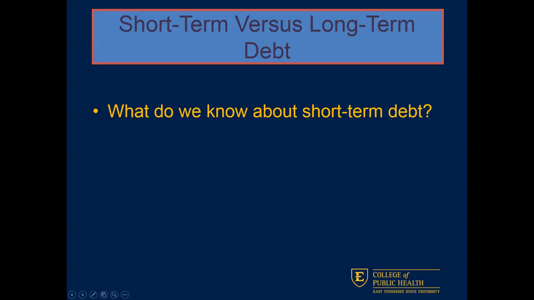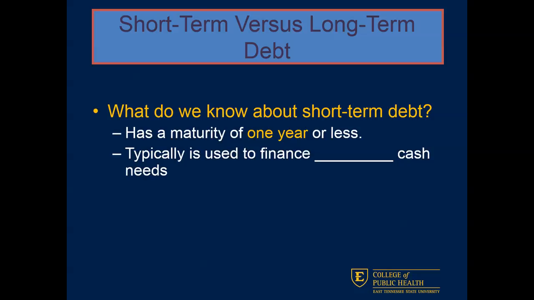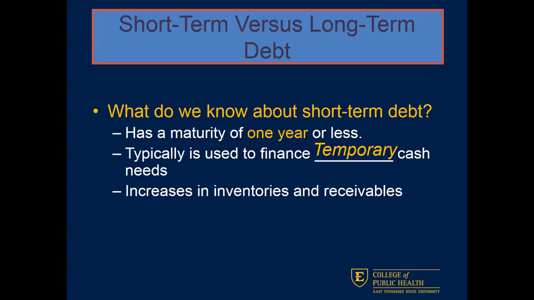So what overall do we know about short-term debt? When we're thinking in the short term, we're talking about a maturity of 1 year or less. We're going to use it to finance our temporary cash needs, because we're looking at the temporary, not the long term. And it's going to increase our inventories and receivables. So any supplies that we need to buy to continue business as usual relate back to short-term debt.